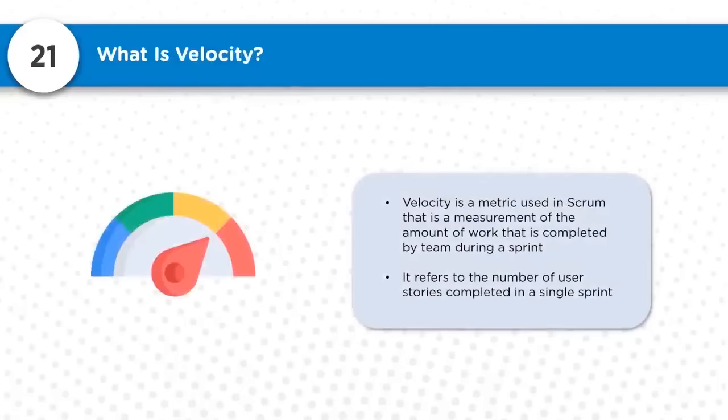So what is velocity? Velocity is the metric used in Scrum that is a measurement of the amount of work completed by the team during the sprint. This helps to measure how things are moving, how fast they are moving. It refers to the number of user stories completed in a single sprint. So this speaks about that speed, or velocity: how fast we are going, how slow we are going. This helps us make variations in that velocity, depending on what the business needs.